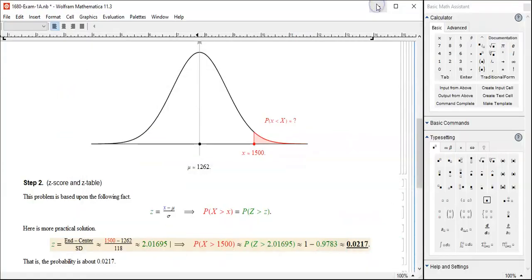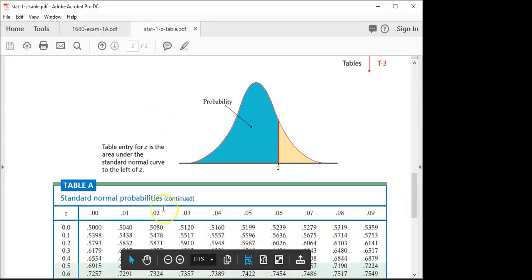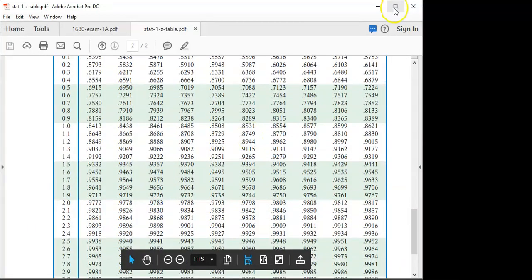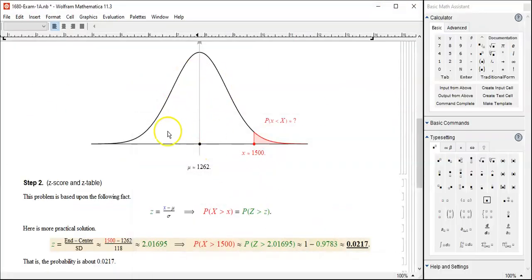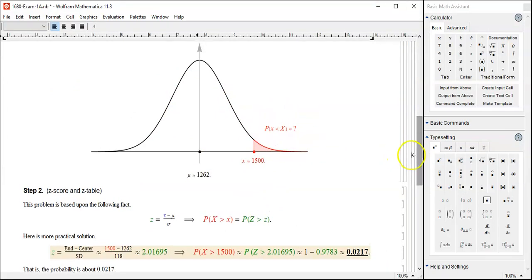Let's go back to the picture we have. We're looking for this right-hand side. So what is this 0.9783? Yes, 0.9783 is this part to the left. So how do we get to the right-hand side? We need 1 minus that. So 1 minus 0.9783 is the probability you're looking for.